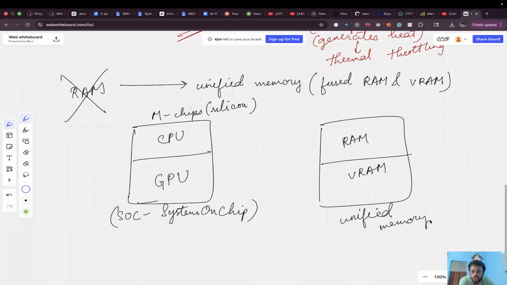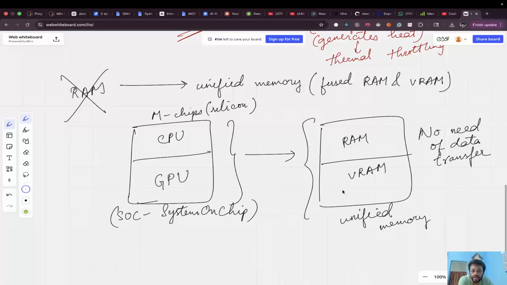So they have been able to achieve this: they now have fused SoC chips, M chips, silicon chips that have both the CPU and GPU together. And they have unified fused memory as well, which has both RAM and VRAM together. Now, if the CPU wants to delegate some task to the GPU, there is no need for data transfer. Why? Because now the whole CPU and GPU can access the whole RAM and VRAM, the unified memory, together.